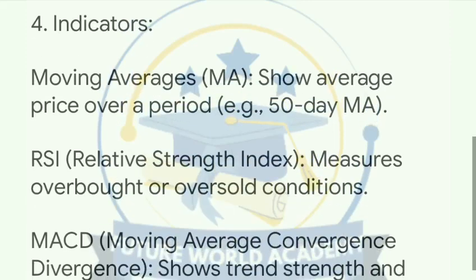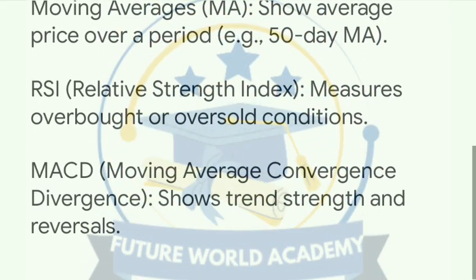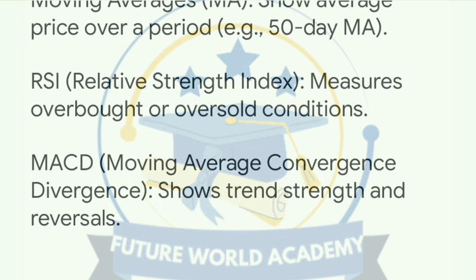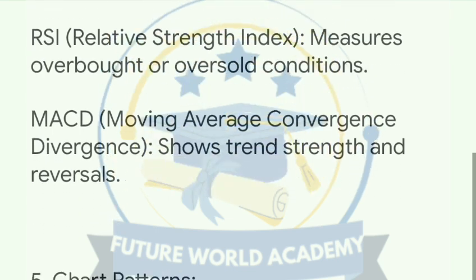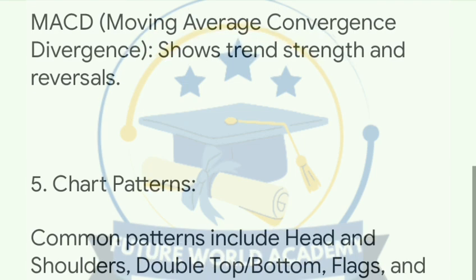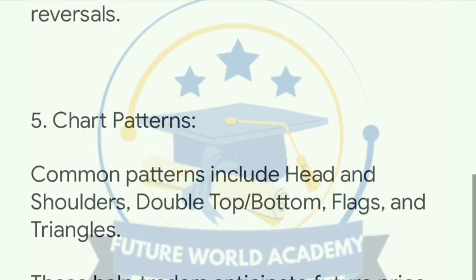4. Indicators. Moving averages, MA, show average price over a period, e.g., 50-day MA. RSI, Relative Strength Index, measures overbought or oversold conditions. MACD, Moving Average Convergence Divergence, shows trend strength and reversals.